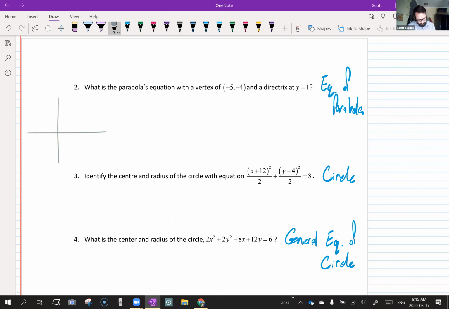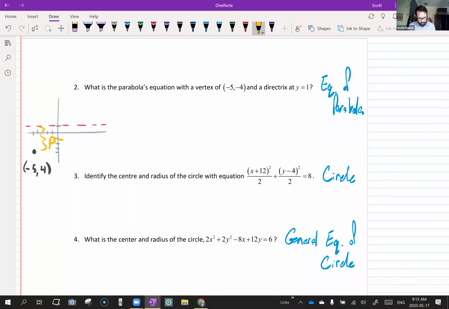Vertex is at -5, -4. So we have a vertex here. And the directrix, which is a straight line, is at y equals 1. So at y equals 1, you draw a line that goes across here. And what that tells you is the p-value.